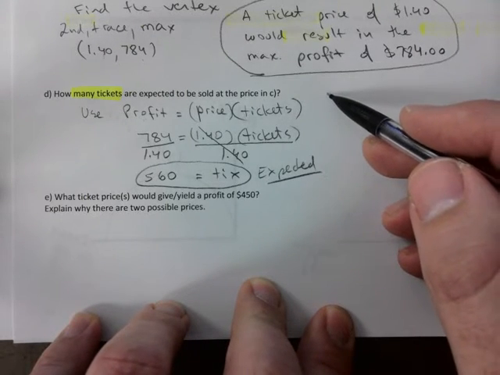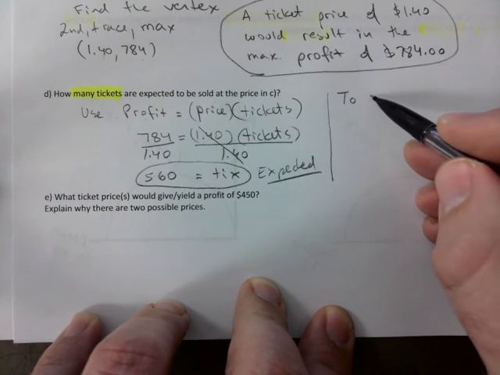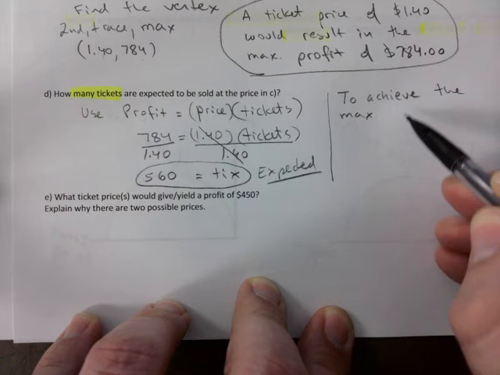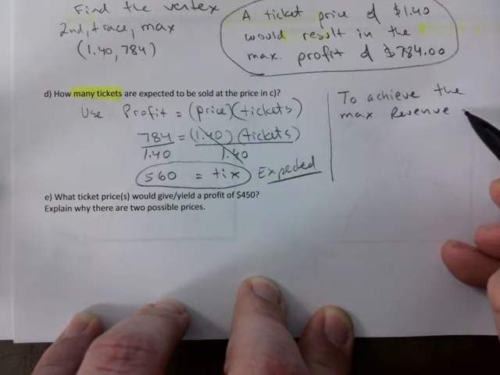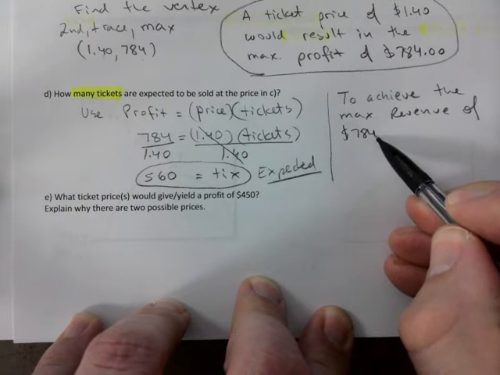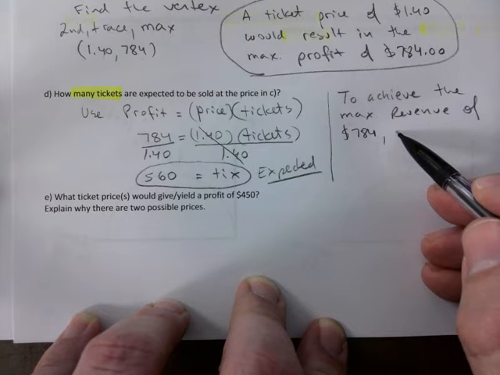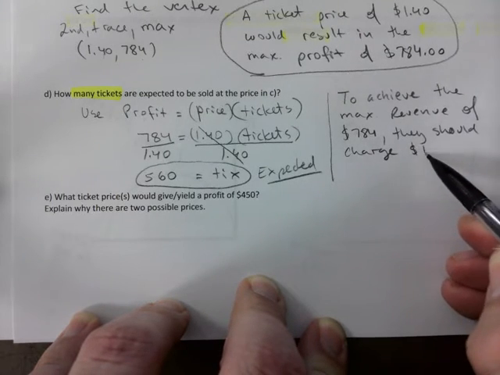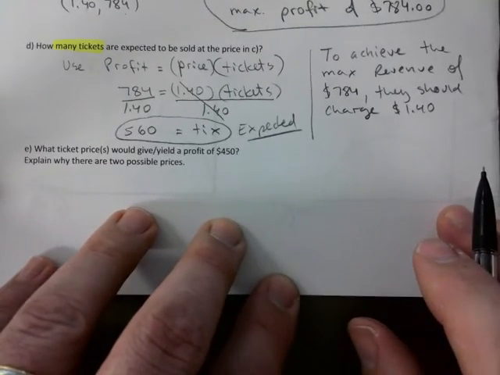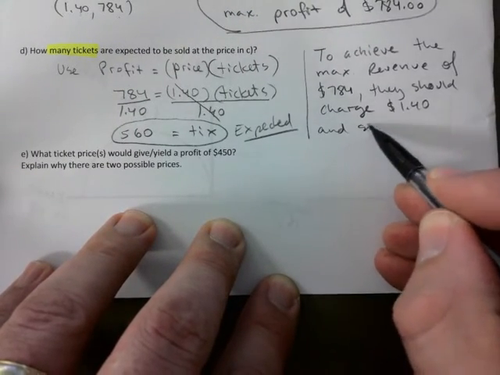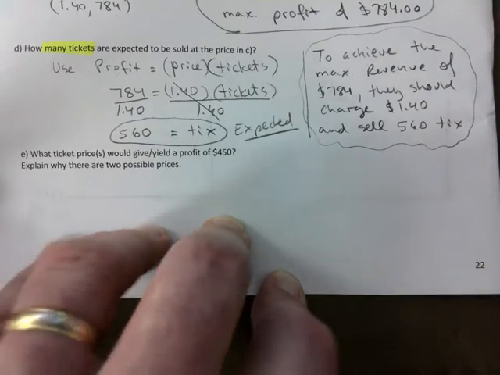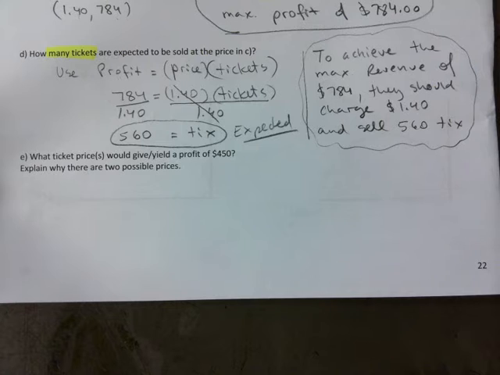So let's summarize what we just did here. To achieve the max revenue of $784, right? They should charge $1.40 and sell 560 tickets. That's basically in a nutshell what we've just determined here by doing all of this. So we found that line and that table we've created that would give you the maximum profit.